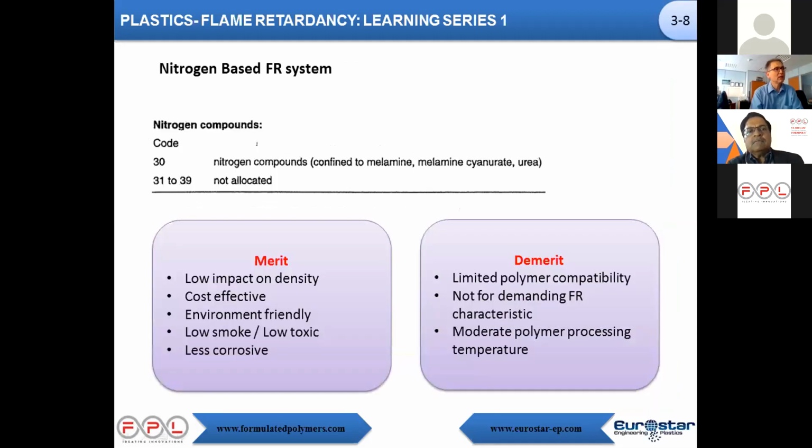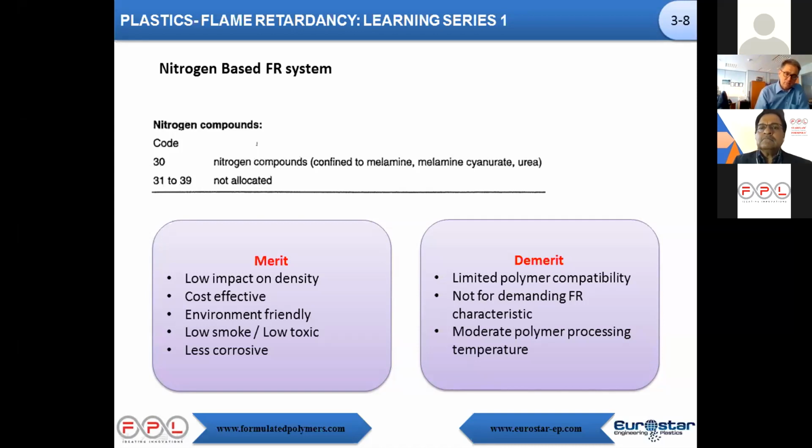Next pages, we are talking about nitrogen flame retardant systems. This one has been the first step out of brominated systems. It's a very efficient one. For example, if we are talking about today FR30, which is mainly a melamine cyanurate, it's a very efficient flame retardant system, especially for polyamide 6.